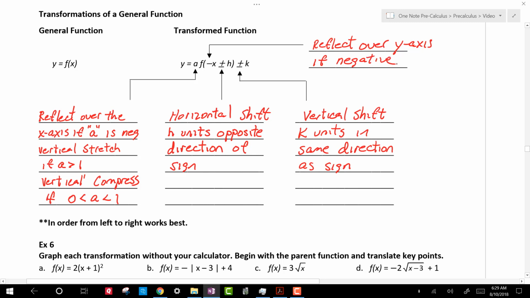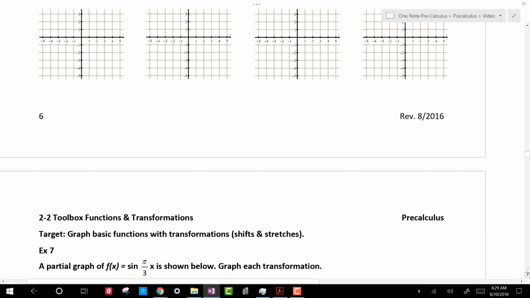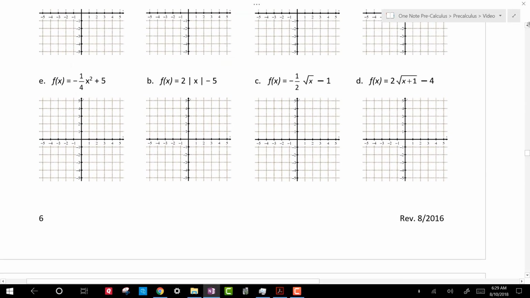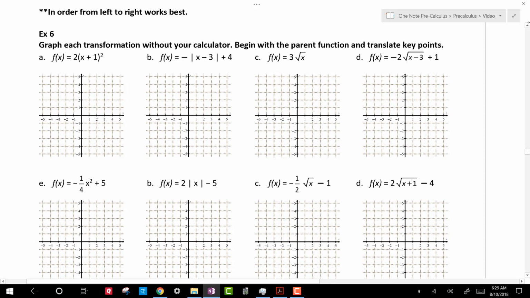All right, so now we're going to take all those components and we're going to put them together. And again, my little note here, in order from left to right works best. Doesn't always have to be like that, but for me, I've just found that it works easier to do that. So again, I would encourage you at this point to turn off the video and see what you can do with these guys, all right?